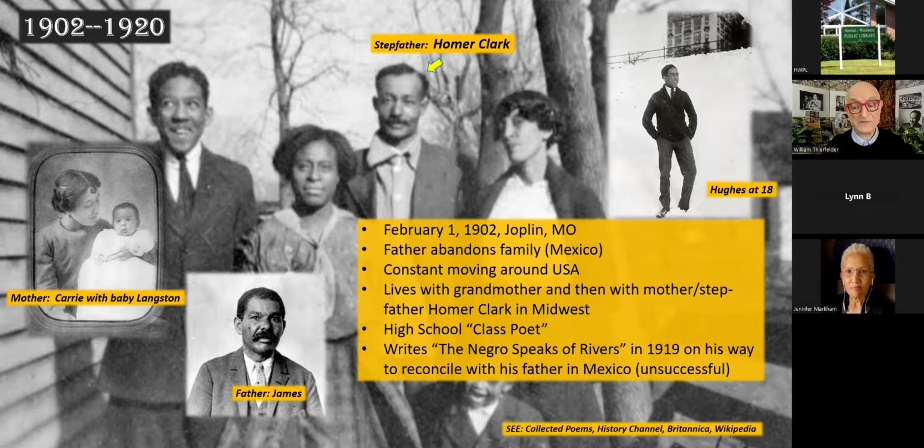And when he was 17 years old, Hughes wrote The Negro Speaks of Rivers on his way to reconcile with his father down in Mexico. Now, that meeting ultimately proved unsuccessful, but the poem became a landmark, as we're going to see in a little bit.